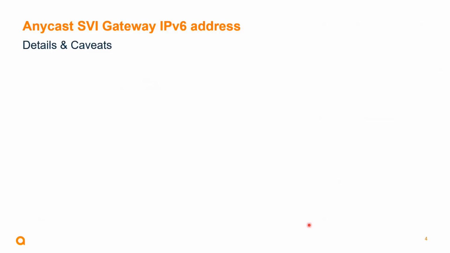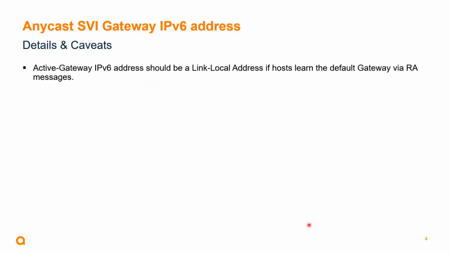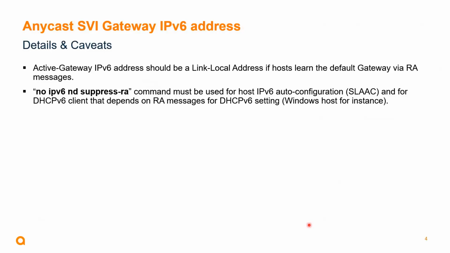So a bit of details and caveats. The active gateway for IPv6 should be link local if the host learns the default gateway via router advertisement messages. So please understand that the no IPv6 ND suppress-RA command must be used for host IPv6 autoconfiguration SLAAC and for DHCPv6 clients that depend on router advertisement messages for DHCPv6 settings. So for instance, Windows hosts.